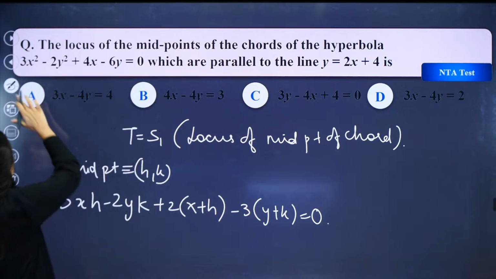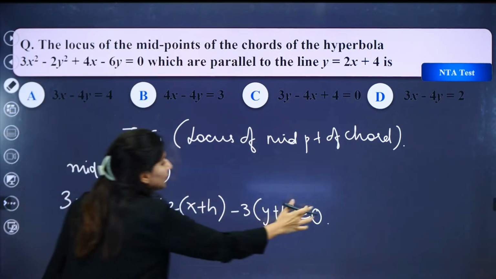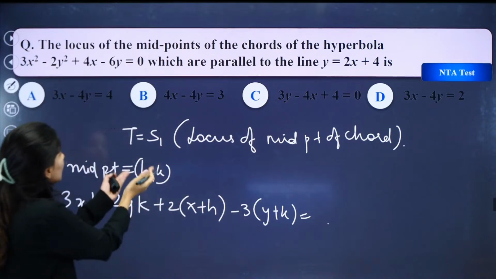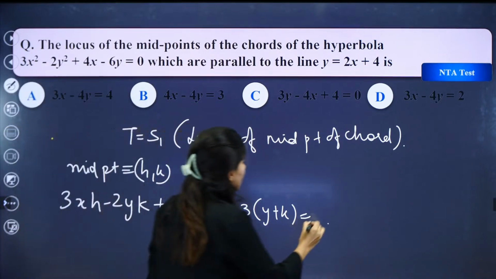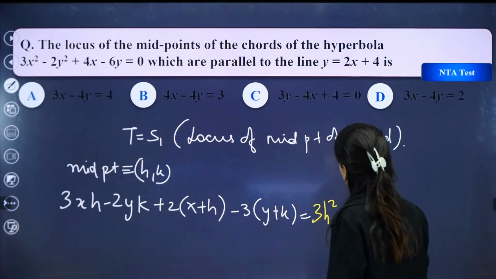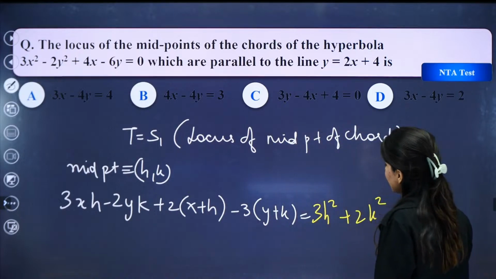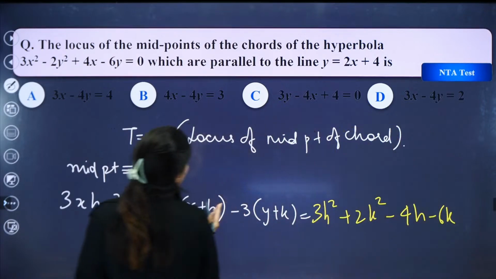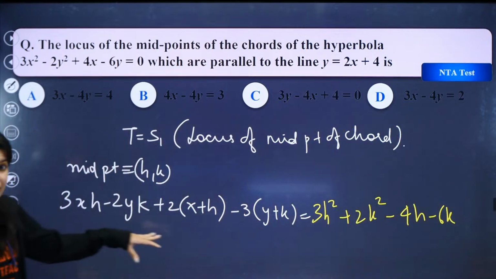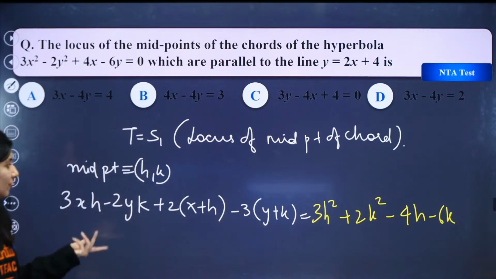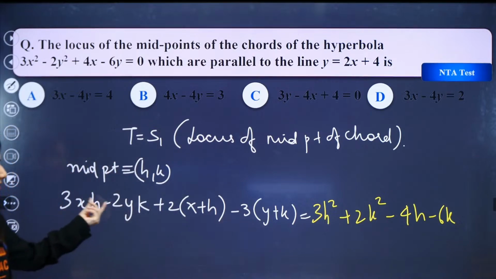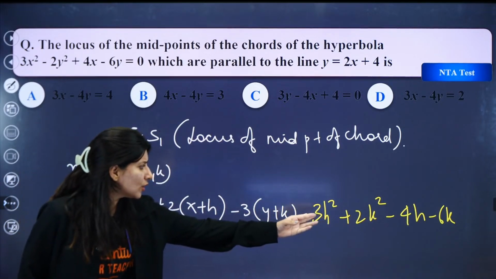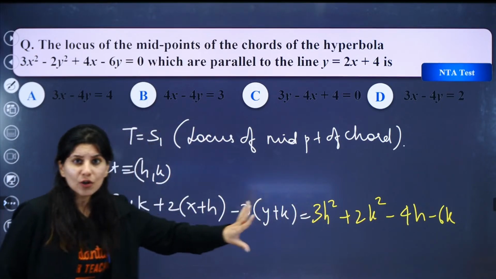Now T is equal to S1. Right hand side, we need to write S1. That means we need to put h comma k in here. So 3h square plus 2k square minus 4h minus 6k. That's it. So T equals to S1. Now this is actually a straight line, a linear equation. If you observe it carefully, can you see x, y, x, y, x, y? That's it. Right hand side is complete constant.